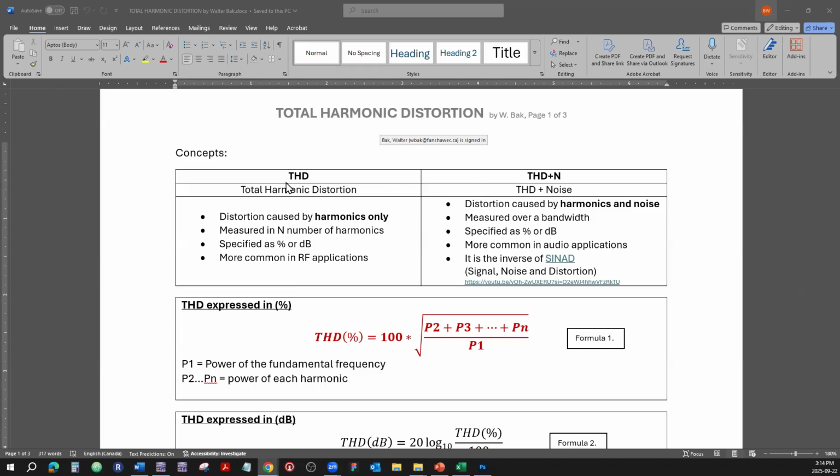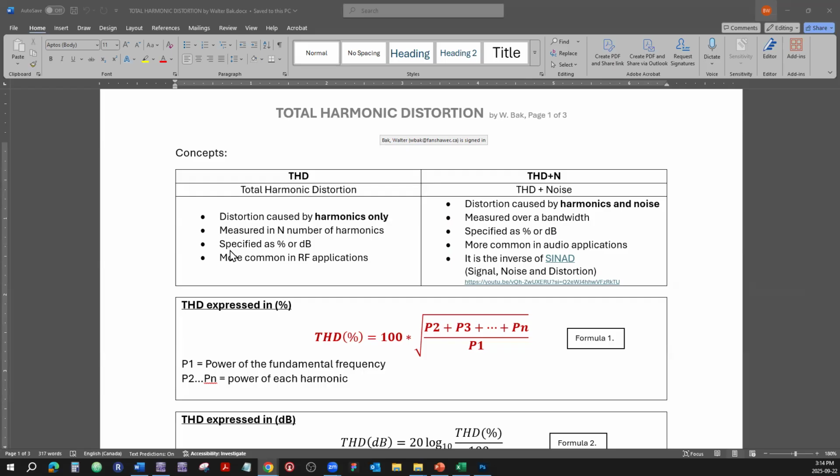So distortion, total harmonic distortion, this is what we're going to concentrate on. The distortion is caused by harmonics only, as opposed to the distortion caused by harmonics and noise, measured in n number of harmonics, whichever number of harmonics we're going to consider. And the THD plus noise is measured over a bandwidth, over a specific frequency range.